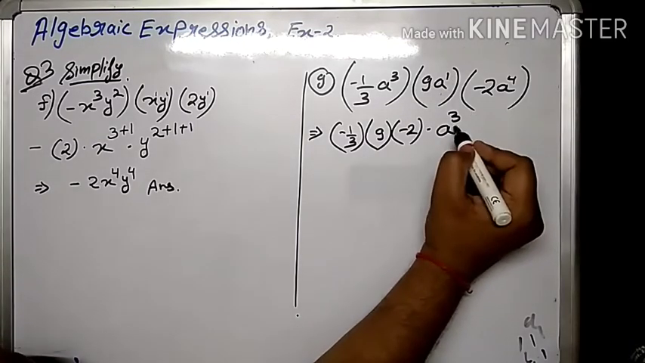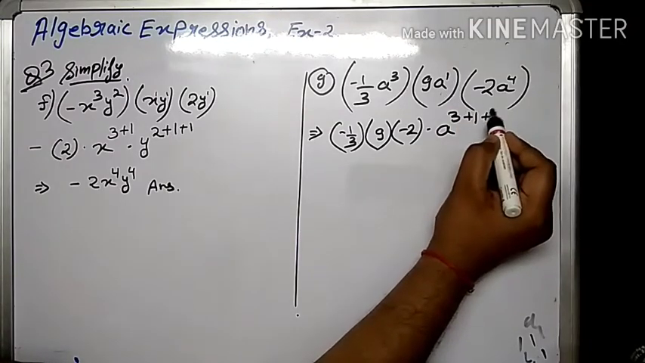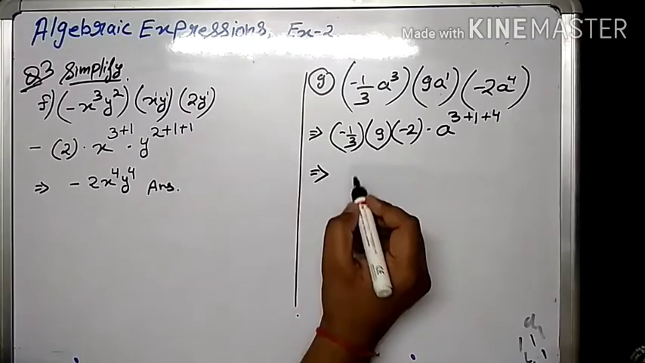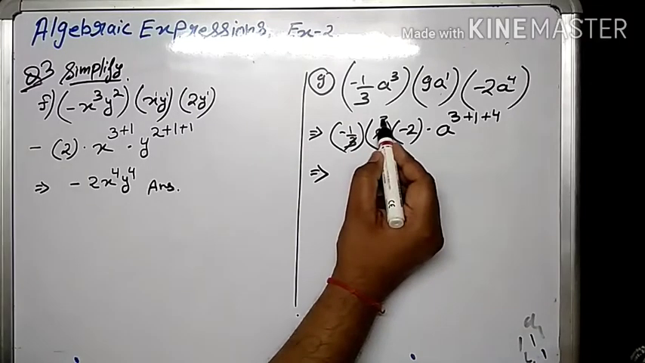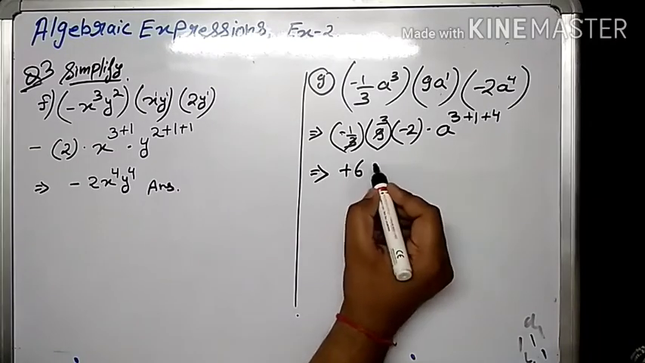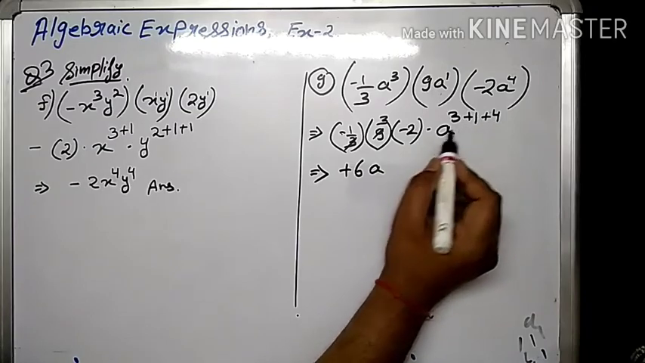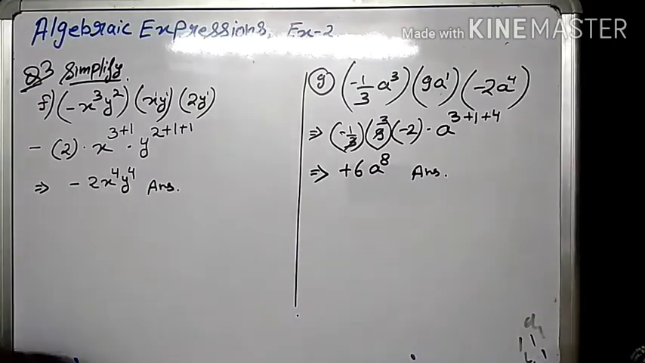So a to the power 3 plus 1 of it plus 4 of this one. So here when we write the answer, that is 3 3s are 9, minus minus becomes plus, and 6, a to the power 3 plus 1 plus 4, that is 8. This is the answer.